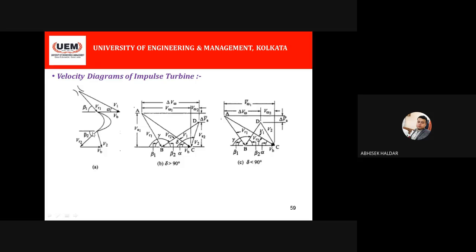Similarly, what is beta 2? If this angle is beta 1, obviously this angle will be beta 2. You see, always, at the inlet velocity and the outlet velocity, beta is the angle between relative velocity and the blade velocity. Always remember, don't mix up. Beta is the angle between relative velocity and the blade velocity. So the same thing is happening over here also.